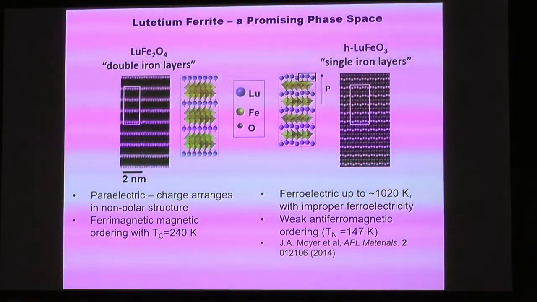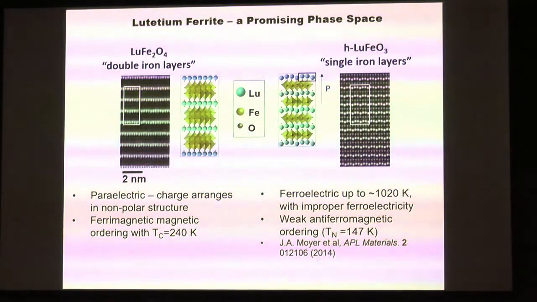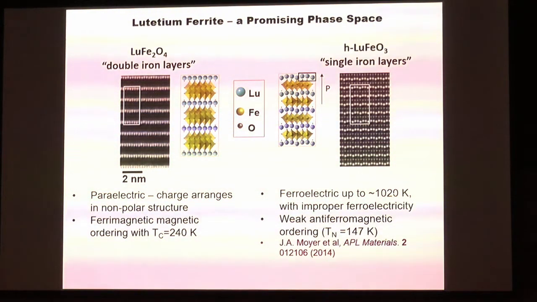Okay, so lutetium ferrite was a promising phase space to look for a multiferroic material. So we have on the right-hand side this hexagonal lutetium ferrite, isostructural to the erbium manganite we were talking about before, and it's this improper ferroelectric, which we hope we'll be able to couple to magnetism. And so this is ferroelectric up to pretty high temperature, 1,000 Kelvin, but it's a weak anti-ferromagnetic ordering with a TN around 150 Kelvin. So above that, it's not doing much magnetically.